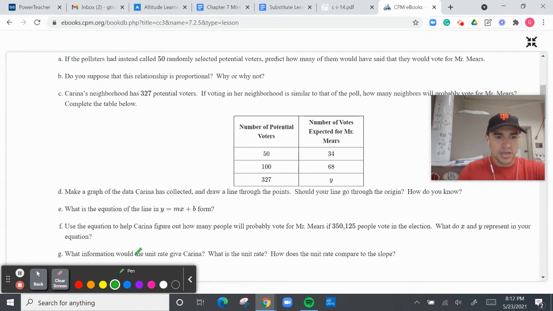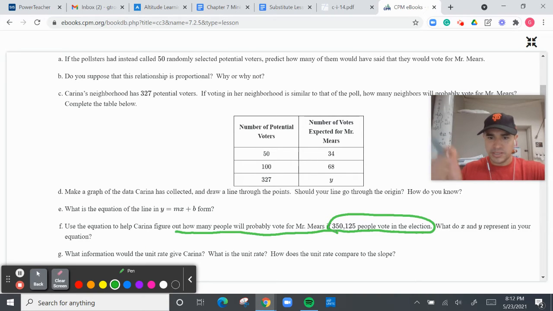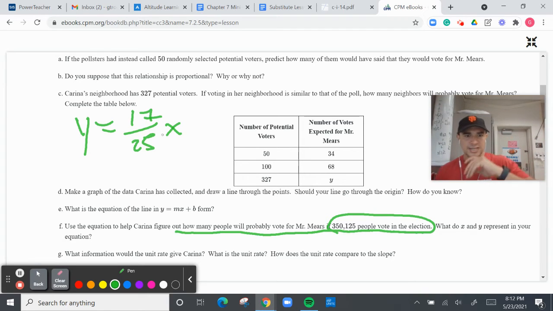I apologize, everyone. All right, use the equation: how many people will probably vote if that many people vote in the election. Okay, so let's go ahead and use the equation. So we have y equals 17/25 x. All right, and so let's see how many people will probably vote. So again, x is the number of potential voters, y is the number of votes expected for them.